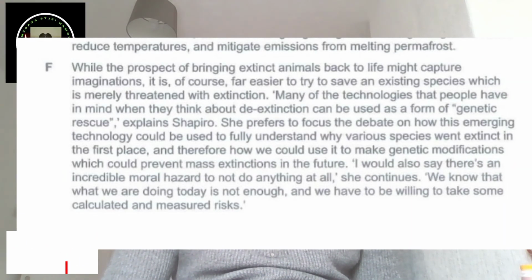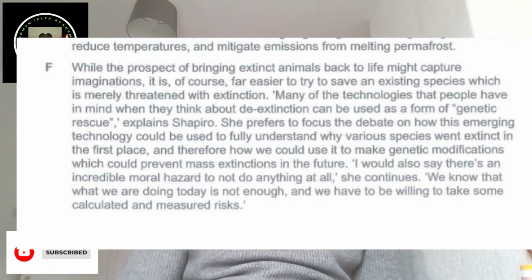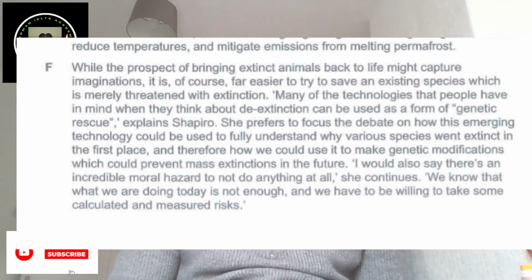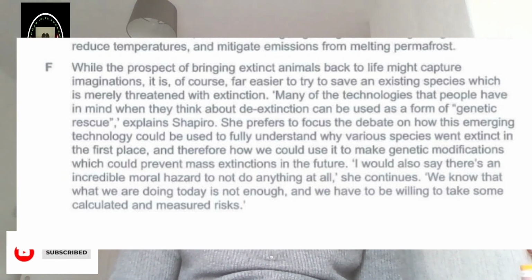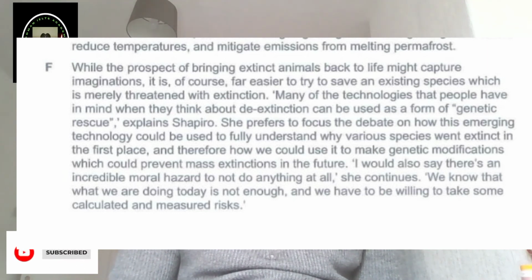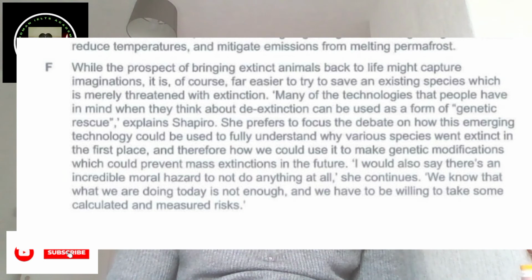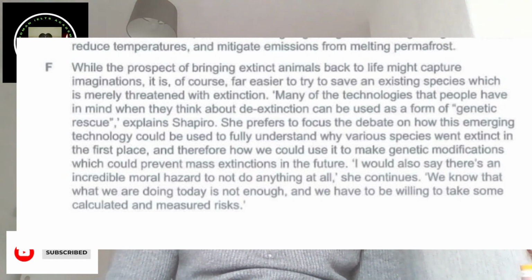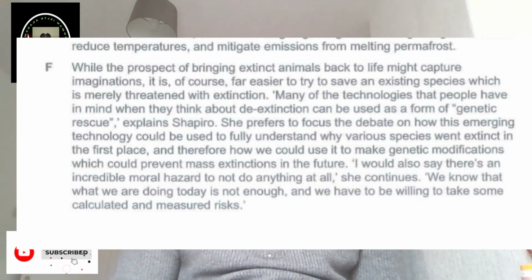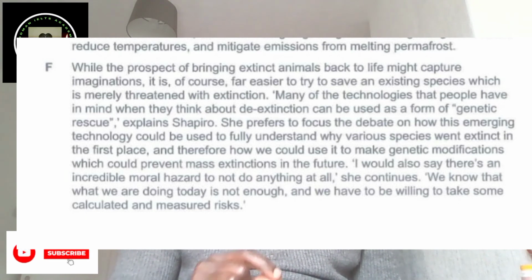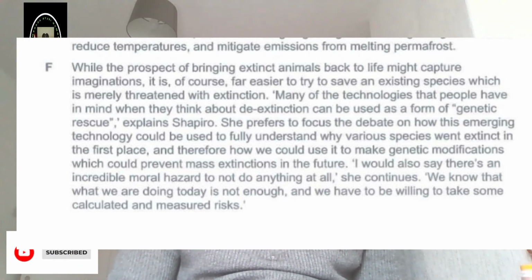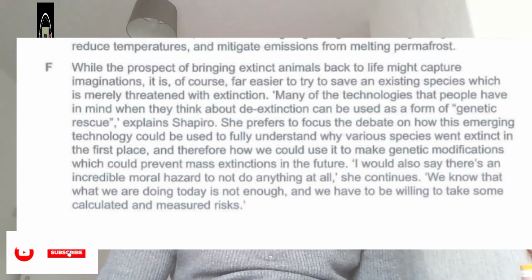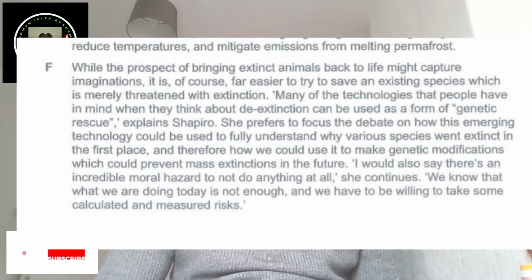Why the prospect of bringing extinct animals back to life must capture imagination. It is, of course, far easier to try to save an existing species which is merely threatened with extinction. Many of the technologies that people have in mind when they think about de-extinction can be used as a form of genetic rescue.